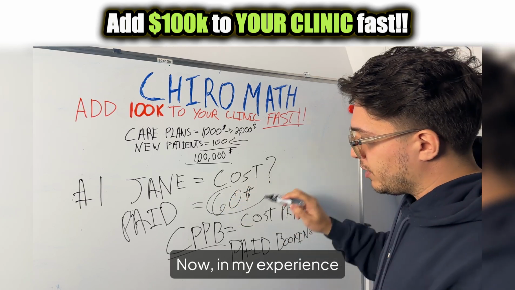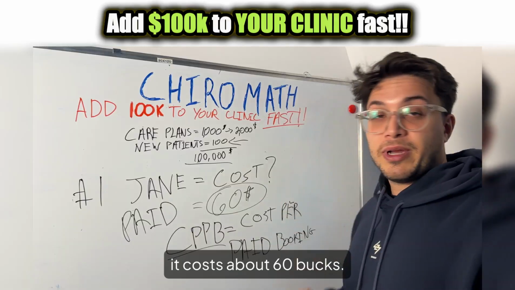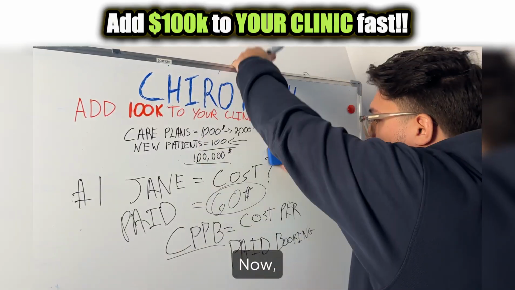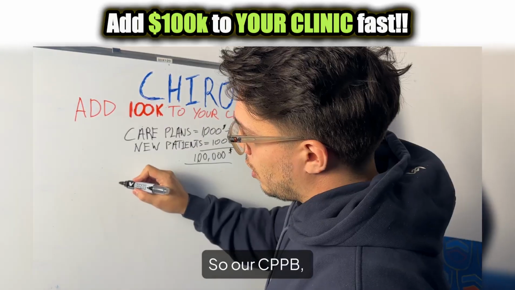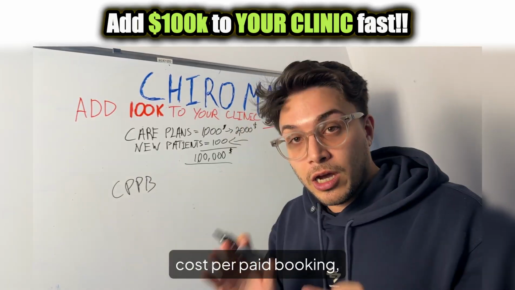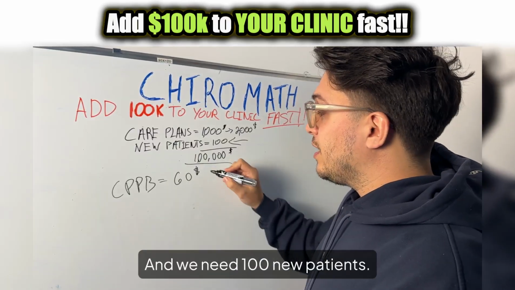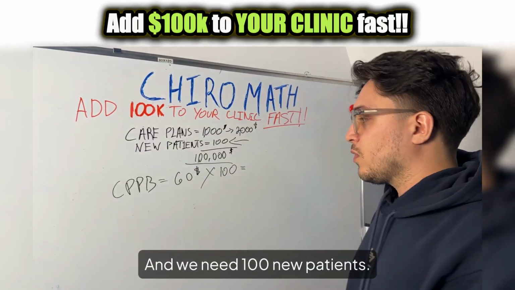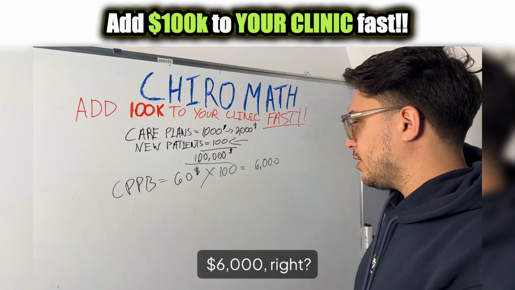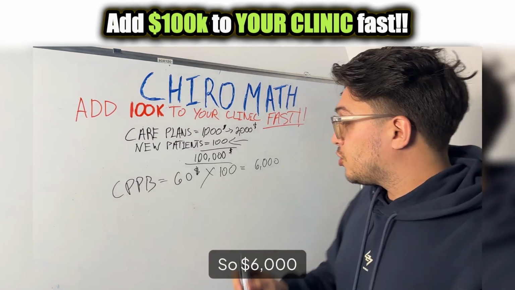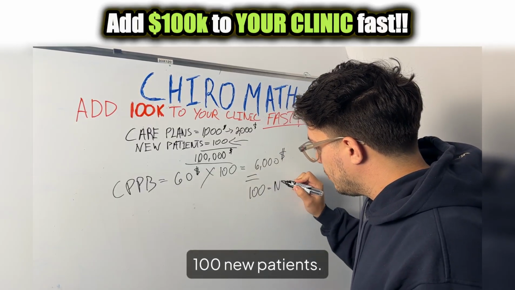Now, in my experience running these types of funnels with the video and the VSL and all that stuff, it costs about 60 bucks. So that means how much is it going to cost for our 100 patients? Our CPPB, cost per paid booking, equals $60, and we need 100 new patients. That means it's going to be $6,000. I think my math is good there. So $6,000 equals 100 new patients.